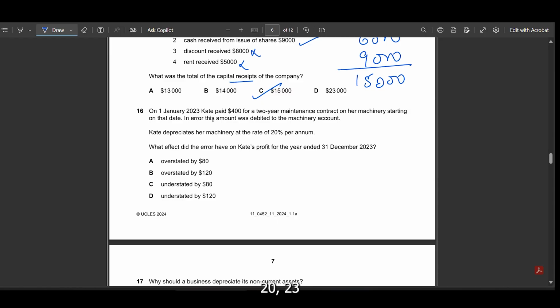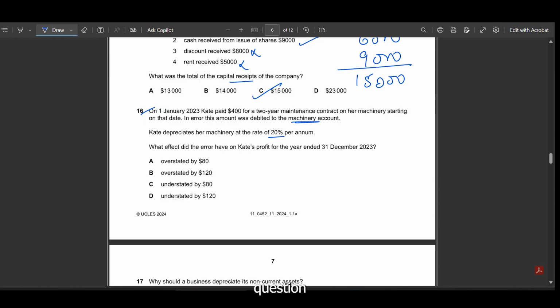On 16 January 2023, Kate paid $400 for a 2-year maintenance contract on her machine starting on that date. Okay, so we are starting on this date and she paid 400. In error, the amount was debited to the machinery account. Okay, Kate depreciates her machinery at the rate of 20% per annum. What effect did the error have on Kate's profit for the year ended 31st December 2023?